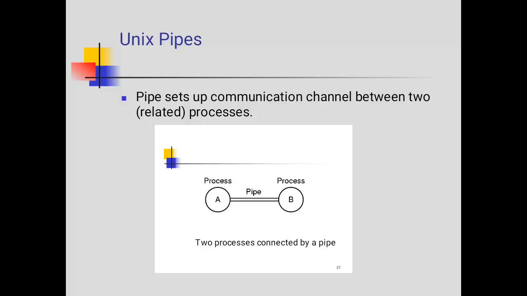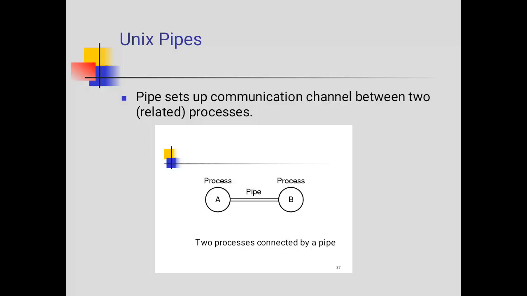Hi, in this video I am going to talk about Unix pipes. Pipe sets up a communication channel between two related processes. You can see in this figure, process A and process B are able to communicate using a pipe.